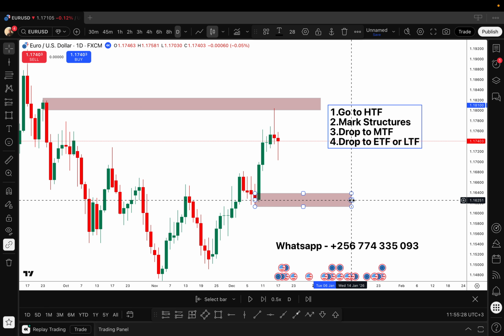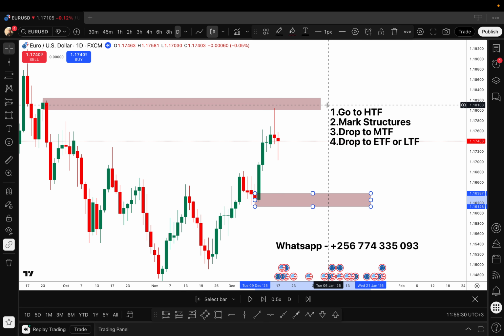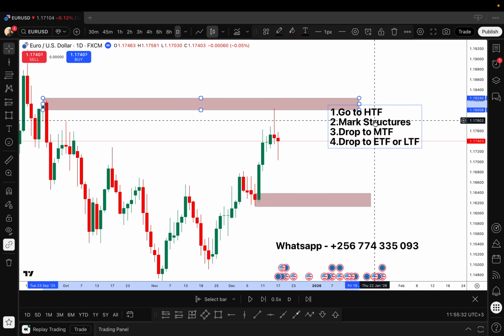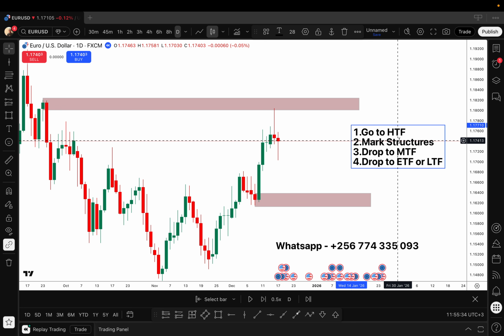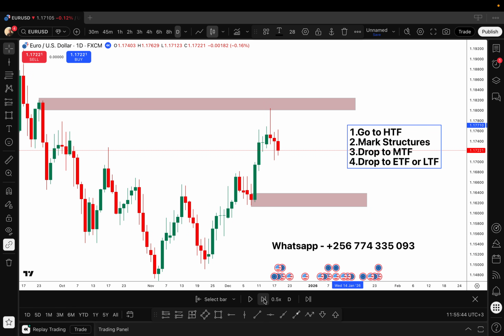We have our demand zones and supply zones. Good. Now we wait for price to come into our zone, give us confirmation, and then we follow our rules, drop down to the medium time frame. For now, we are not doing anything. Let's just wait for price to come into the zone.